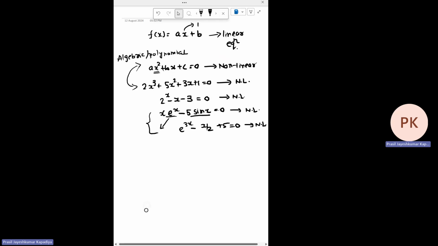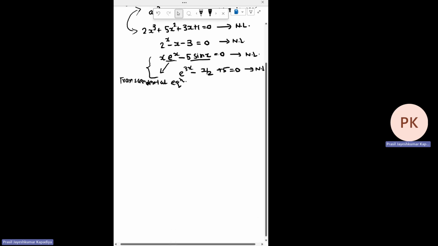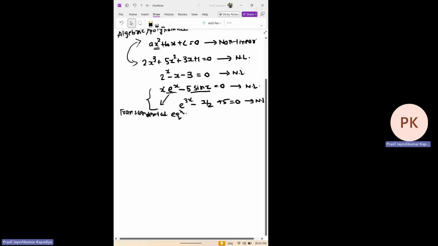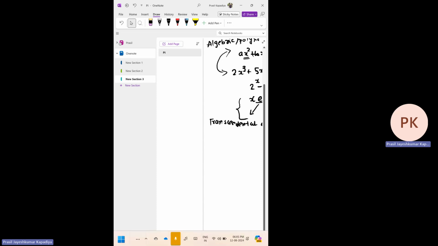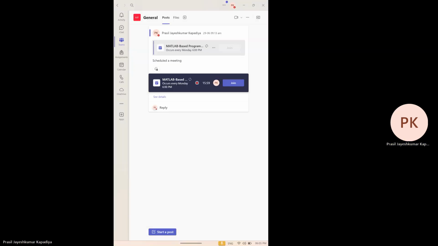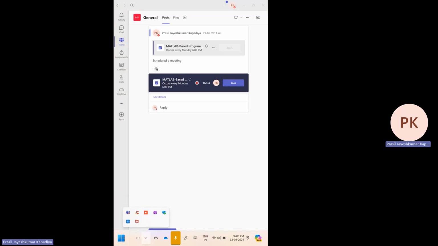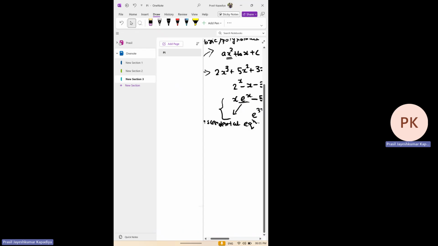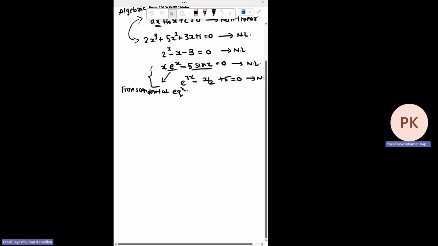These types of equations are called transcendental equations. So the question is how to solve this kind of equation. This is what we are going to learn in today's session.